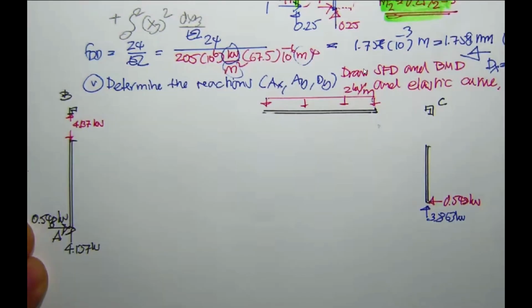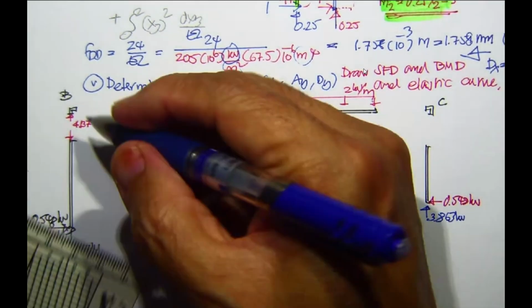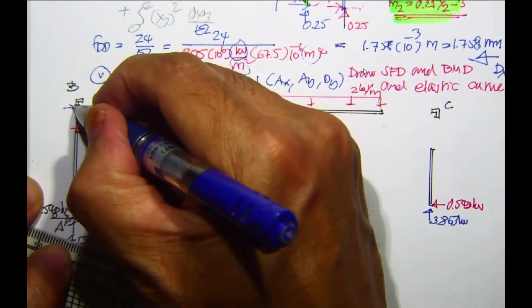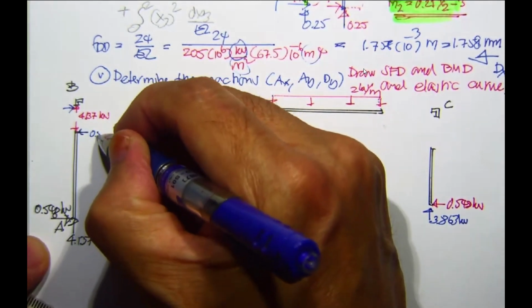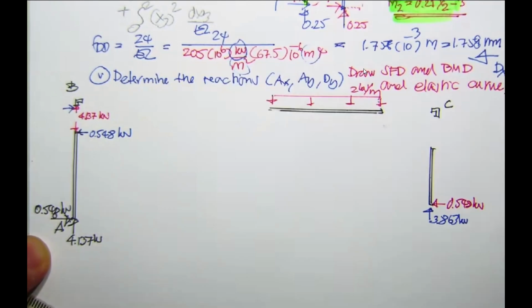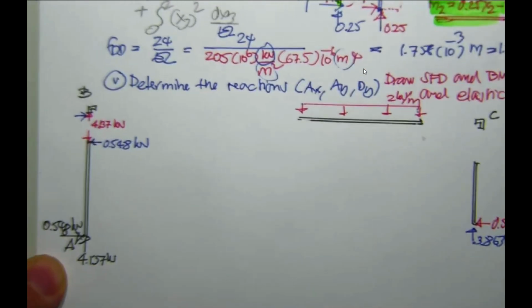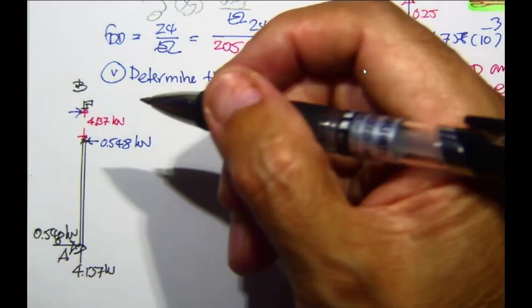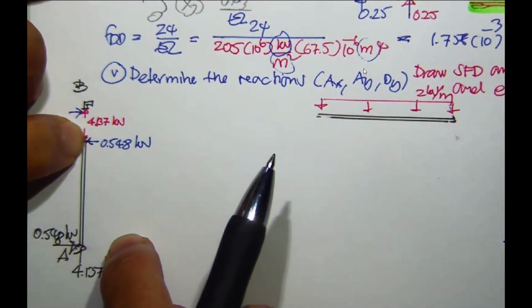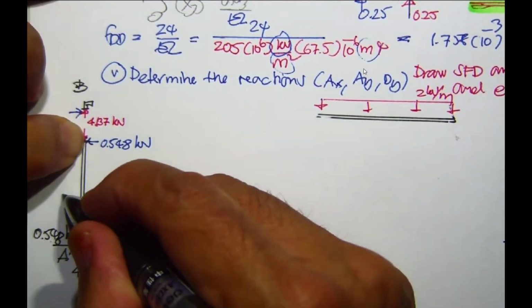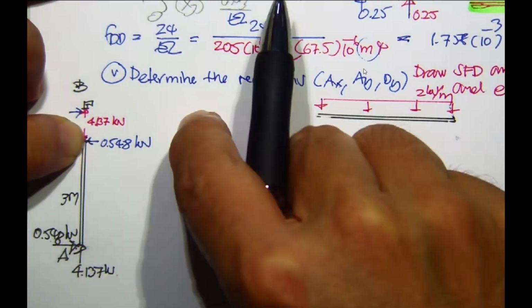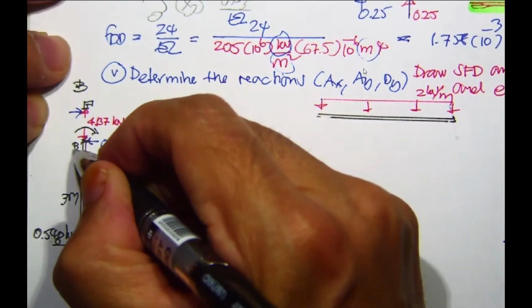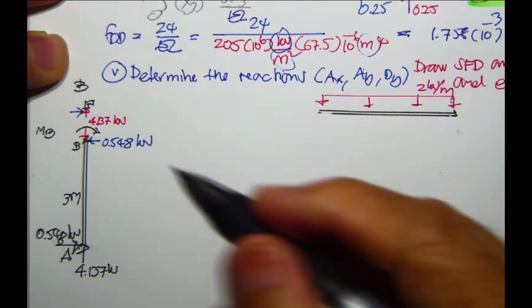4.137 kilonewton. And this one, you should have this one, and also this one to be 0.548 kilonewton. And then you have the moment for this one. If you take the moment of 0.548 and 3 meters counterclockwise, so you should have this M sub B.